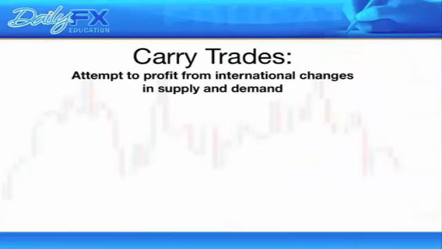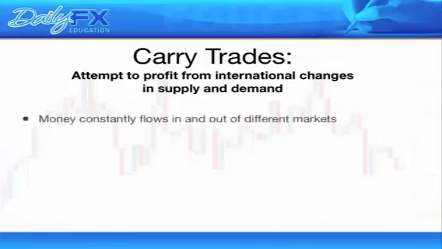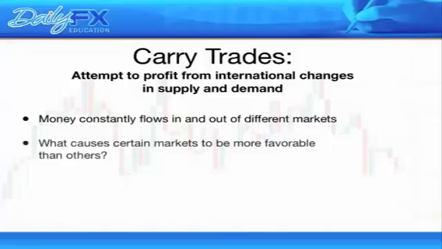One of the first ideas taught in economics classes is the basic law of supply and demand, and its impact on markets. Money constantly flows in and out of different markets, driven by supply and demand for particular assets within those markets. But why? What causes certain markets to be more favorable than others? Why would someone choose to invest in market A versus market B? Of course, there are likely a number of reasons why, but typically, markets that offer the highest return on investment will generally attract the most capital.